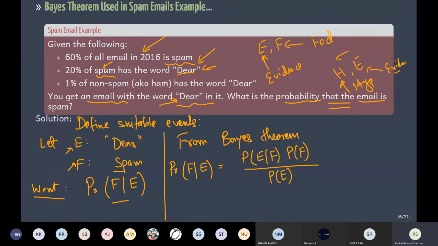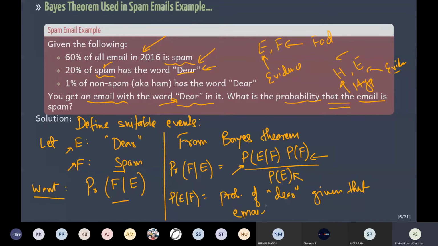Now although I have written it, the question is, are these things known to me? Otherwise it's still not easy to apply. So what does the probability of E given F mean in words? It is the probability of the word "dear", given that the email is spam. You can pause a bit and see from the given data whether this is something we are already given. So can we calculate this?